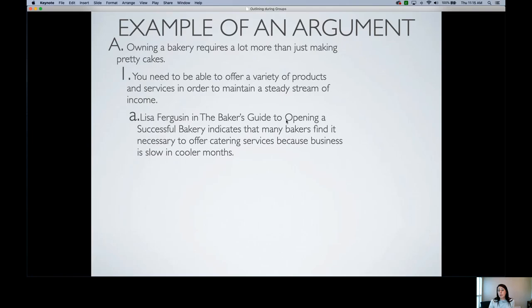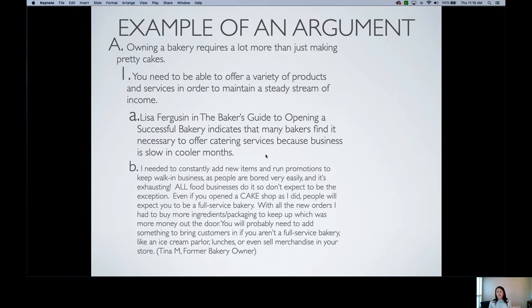Lisa Ferguson in the Baker's Guide to Opening a Successful Bakery indicates that many bakers find it necessary to offer catering services because business is slow in cooler months. So that's a piece of evidence from one of my sources that supports my claim that you have to do more than just make pretty cakes. This says you have to perhaps own a catering business or start catering as well. But is that enough to be convincing? I'm not sure. I'm going to add another piece of evidence.